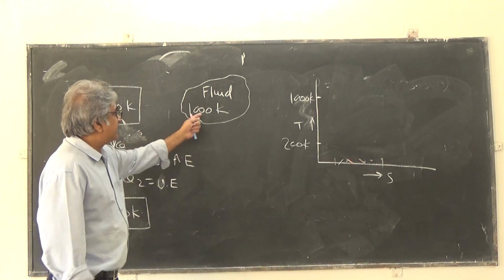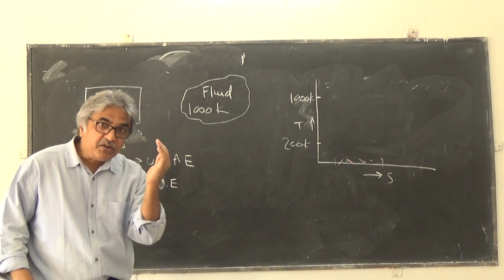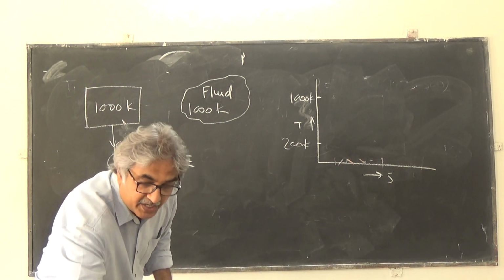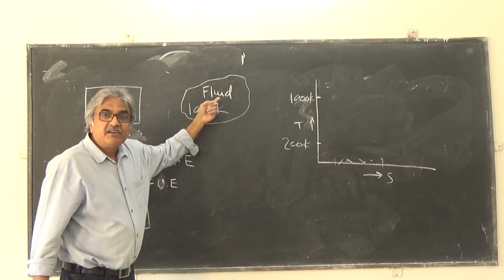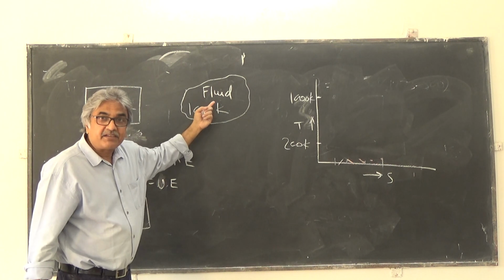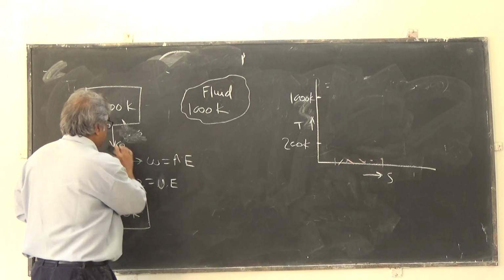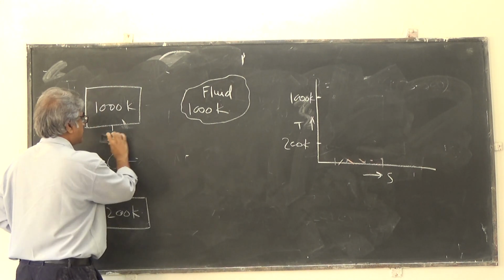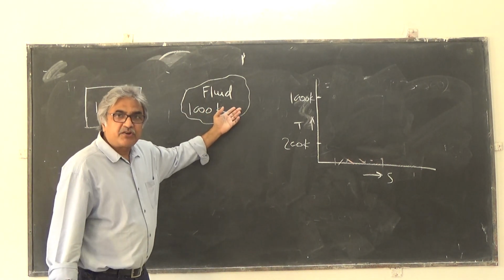See, in this case, now this is a fluid at 1000 Kelvin. The moment you start heat transfer from this, the moment it starts giving out heat, its temperature is going to drop, because this is a body of finite heat capacity. Finite. So temperature is going to drop. So I am just removing this now.